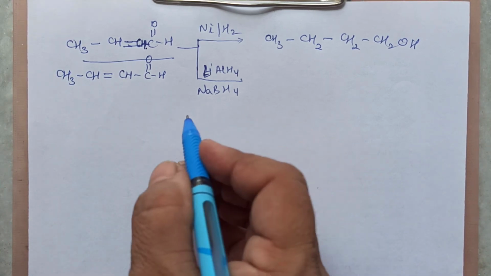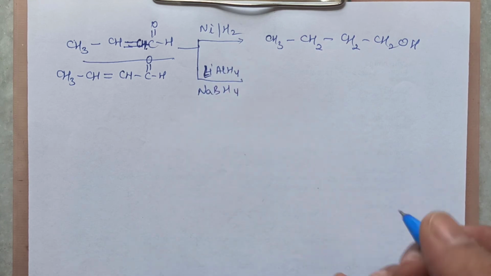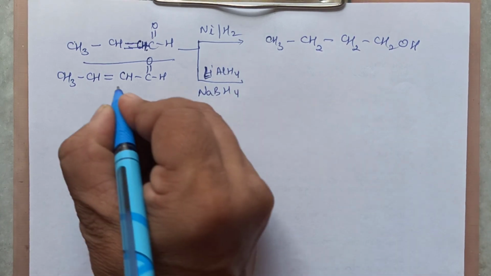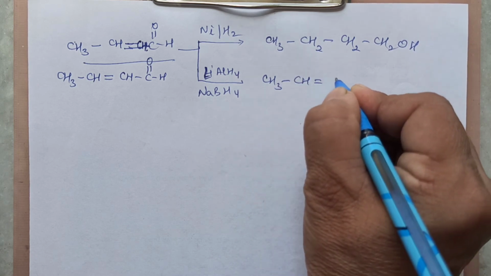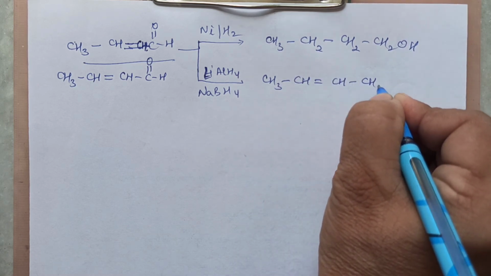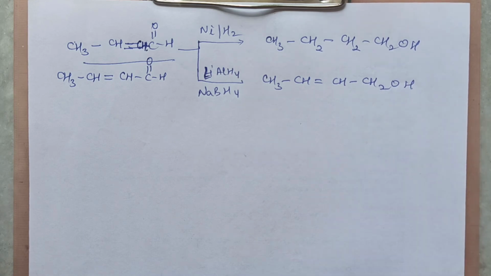Whereas if the reaction is carried out in the presence of lithium aluminum hydride or sodium borohydride, then the double bond will not be affected. It will remain as such and you will get CH2OH. You have these types of questions asked.